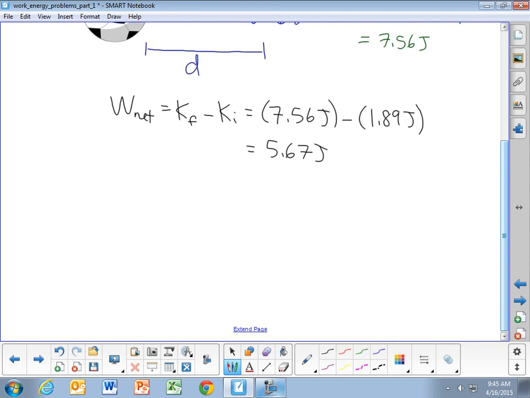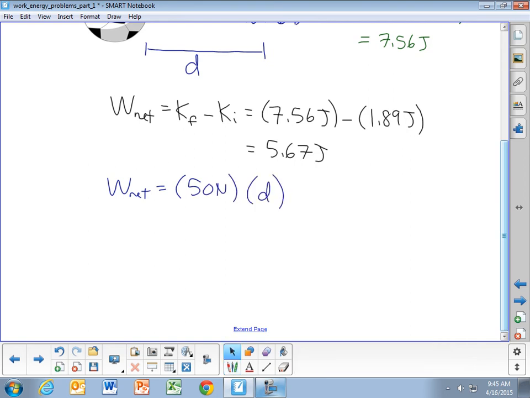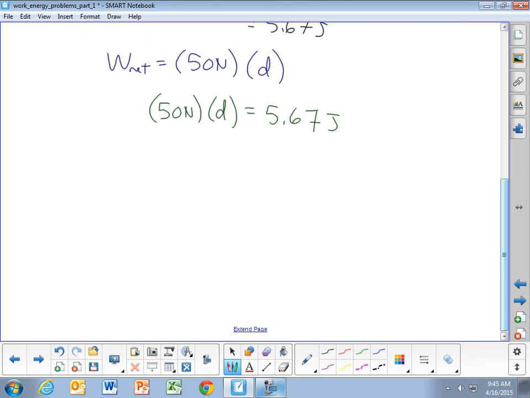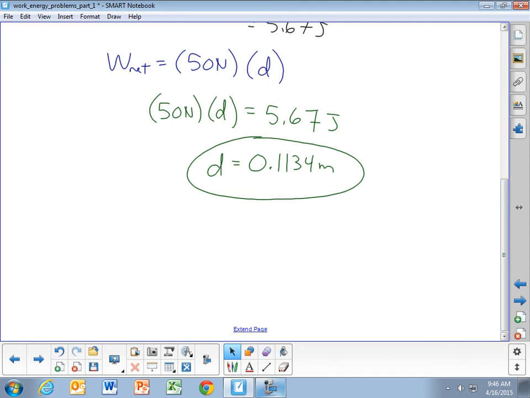And in this case, the net work done is the work done by the force of the player. So it's the force of 50 newtons times the distance d that it travels. So putting those two together, 50 newtons times d equals 5.67 joules. And so dividing by 50, we get that the distance is 0.1134 meters, which is about 11 centimeters. So this person's force is only exerting over a short distance to take the speed from 3 meters per second to 6 meters per second.